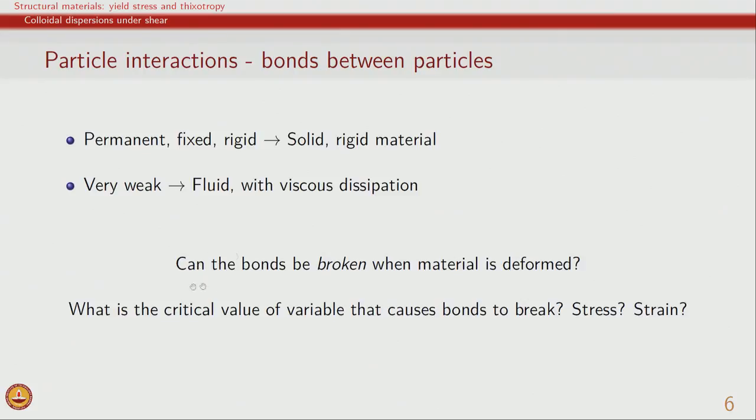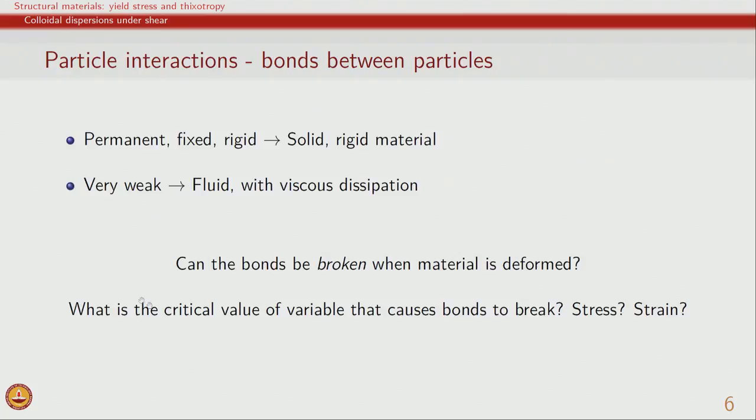So, the question that can be asked is, can the bonds be broken when the material is deformed? And if the answer to this question is yes, then what we will see is a material which was otherwise solid, if a sufficient amount of deformation is applied, or the material is deformed to a certain extent, can undergo a transition to a fluid-like system. Because if the bonds are broken, then initially the material will be rigid, but once the bonds start breaking, it will become more and more fluid-like.